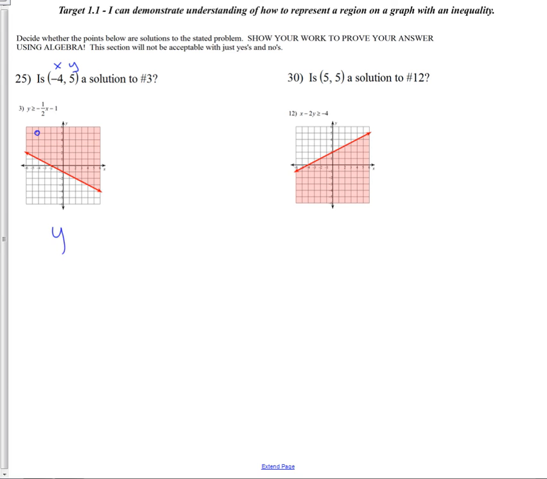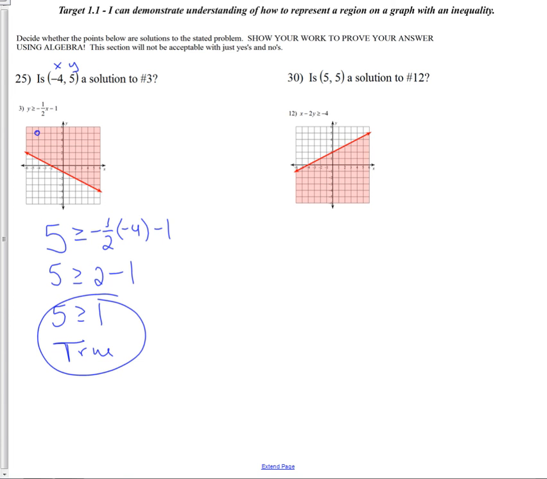Plugging 5 in for y, -4 in for x. Oops. Didn't I say plugging 5 in for y? Pretty sure I did. Okay, so let's see whether this works using algebra. The left-hand side is already simplified. The right-hand side, let's multiply. -1/2 times -4 is +2. 2 minus 1 is 1. So is 5 bigger than or equal to 1? Yes, that is true. So it must be a solution.